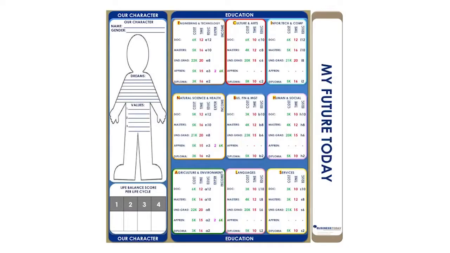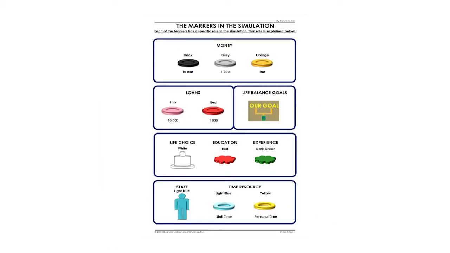Then we move to the right-hand side of the board, which allows them to define their character, as I said earlier, the dreams, the values. It allows them to check on the life balance score on the left, and then there are a whole lot of opportunities and decisions they will make about education, all of which require money and time to do, but will bring them benefits later. The next component of the simulation is the markers.